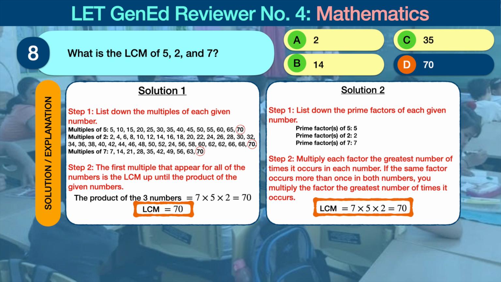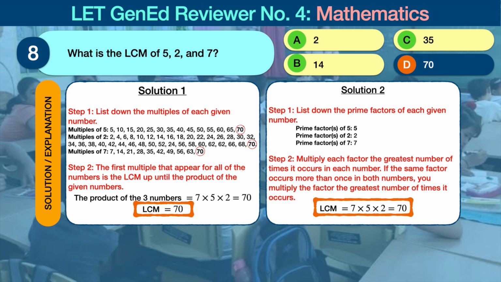For the first technique, first, list down the multiples of each given number. We've listed down for you the multiples of 7, 5, and 2 above as shown. The first multiple that appears for all of the numbers is the least common multiple, up until the product of the given numbers, in this case, 7 times 5 times 2, or 70. From the list, the LCM is 70.